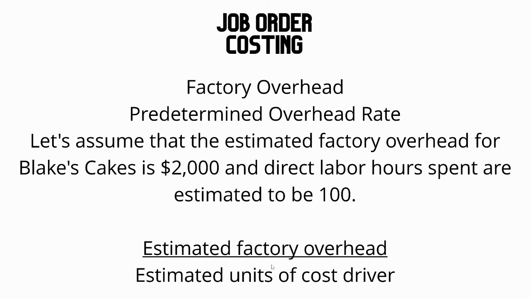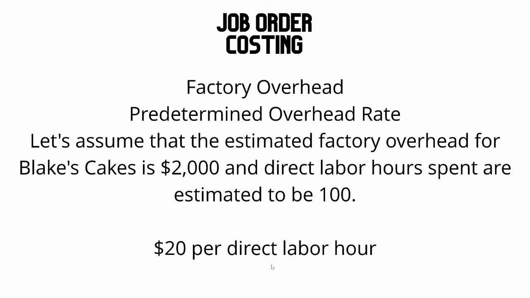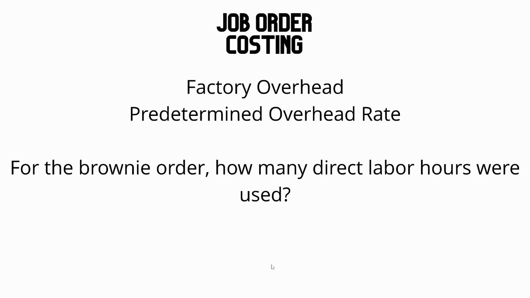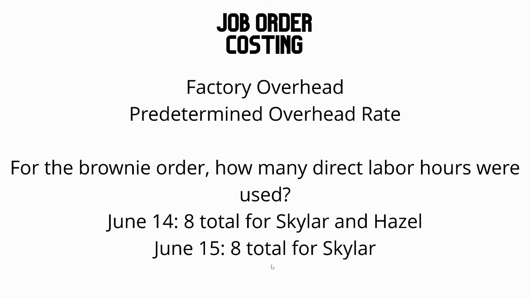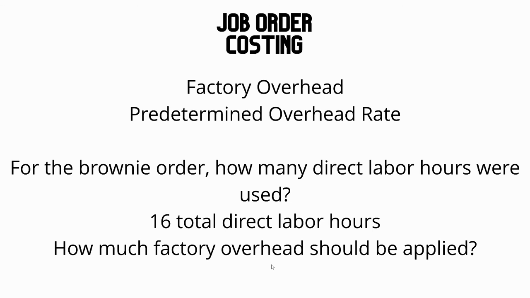Let's assume that the estimated factory overhead for Blake's Cakes is $2,000 and direct labor hours spent are estimated to be 100. We will take the $2,000 divided by the 100 hours, and we will get $20 per direct labor hour as our predetermined overhead rate. For the brownie order, how many direct labor hours were used? On June 14th, there were 8 total for Skylar and Hazel, and on June 15th, there were 8 total for Skylar. So this is 16 total direct labor hours.